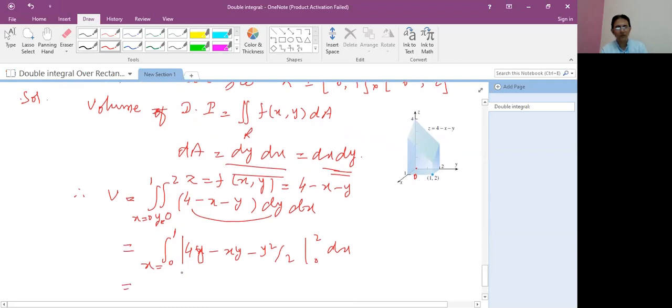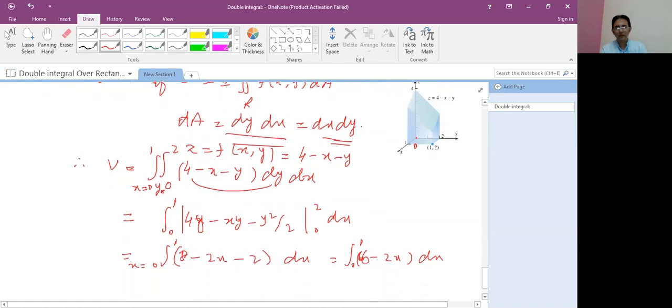So student, after integration, we put in the upper and lower limits. 4 into 2 is 8, minus 2x, minus 2 squared which is 4, 4 divided by 2 is 2, into dx, the integral from 0 to 1 for the limit of x. 8 minus 2 is 6. So the answer is 6 minus 2x dx, with the limit from 0 to 1.